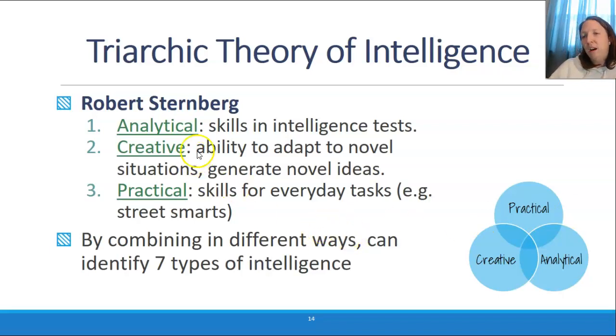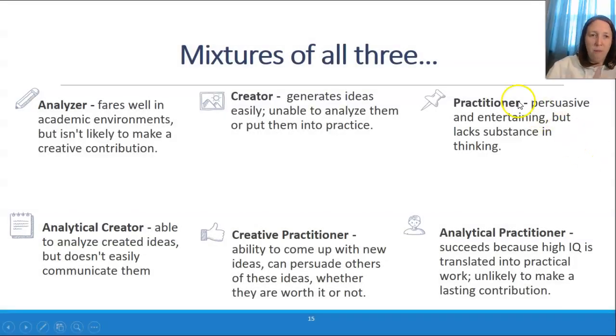The three areas are analytical, more like your school smarts, your school skills; creative, the ability to adapt and generate unique and novel ideas; and practical intelligence, where you're really good at handling everyday tasks, maybe like street smarts. As I was saying, he believed you could combine these in different ways, or that different people would have different quantifiable levels of each of these three, resulting in seven different types of intelligence, which you don't need to know all of them, but you do need to know one.